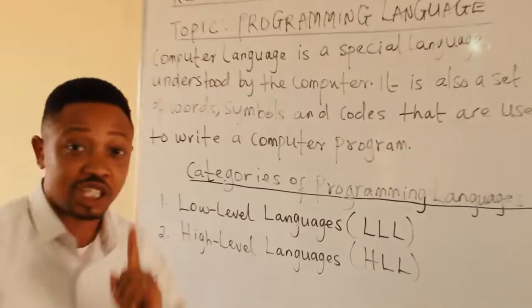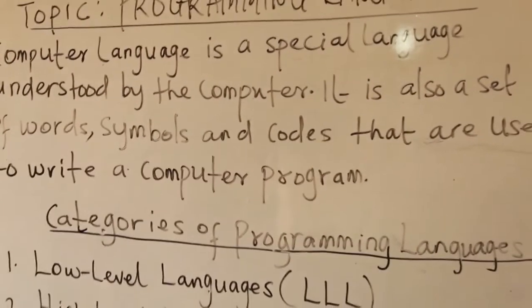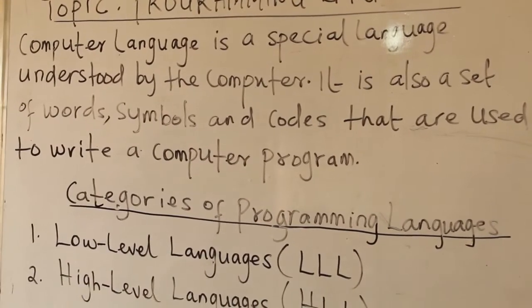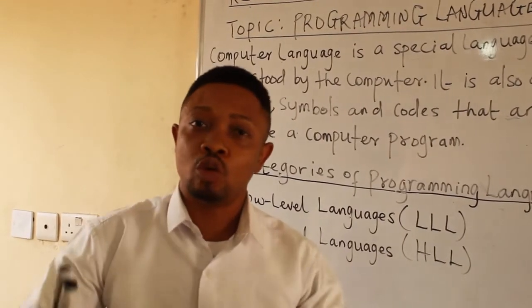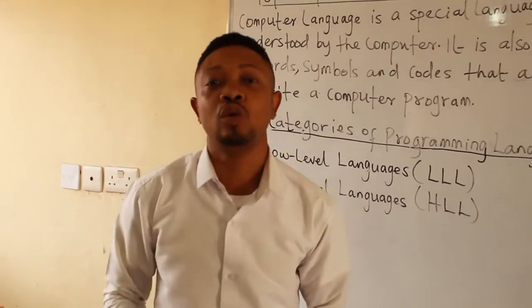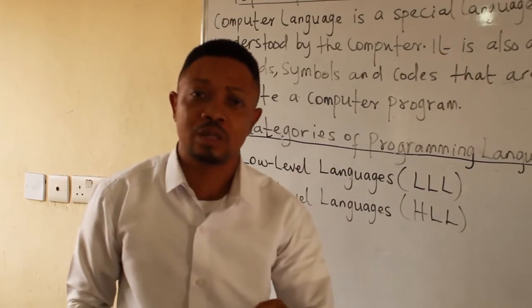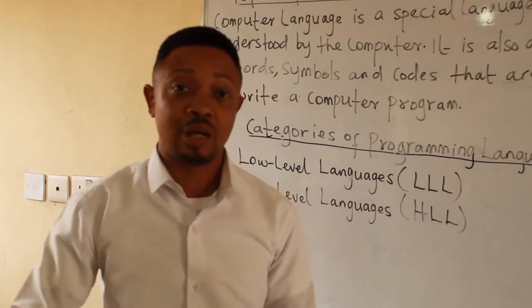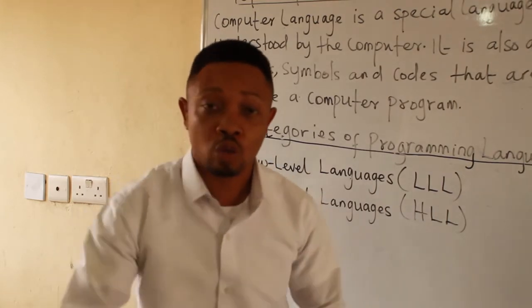Now, computer language is a special language that is understood by the computer. It is also a set of words, symbols, and codes that are used to write a computer program. So there are people who write programs to instruct the computer on what to do. They write programs to solve problems. So these people that write programs to solve problems are called computer programmers. Programmers are those people that use codes, symbols, words to instruct the computer on what to do.